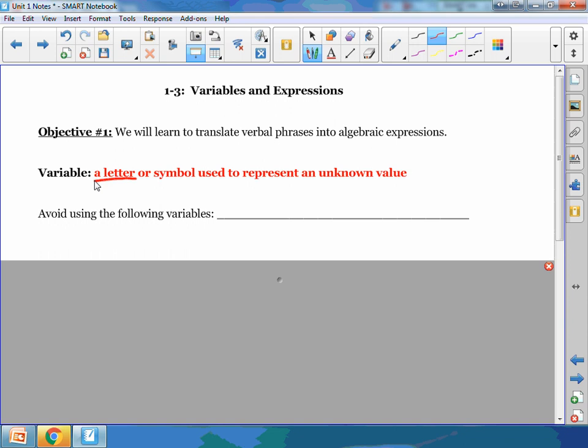So what we need to change, not that we're not going to use X anymore for a variable, but that we're not going to use X to represent multiplication. So we're graduating from more of that elementary approach. Now this is the more algebraic mindset, okay?